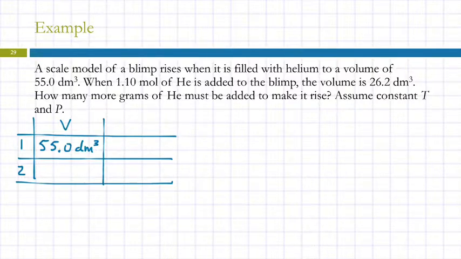Then we've got 1.10 moles of helium, and then we've got this 26.2 cubic decimeters. Does this 1.1 mole of helium go with 55 or does it go with 26? It goes with the 26. This is saying that the balloon will float if it has this volume. This is saying we've added 1.1 moles of helium and the volume is this. So those two go together, so I need to put them together on the same line, same row.